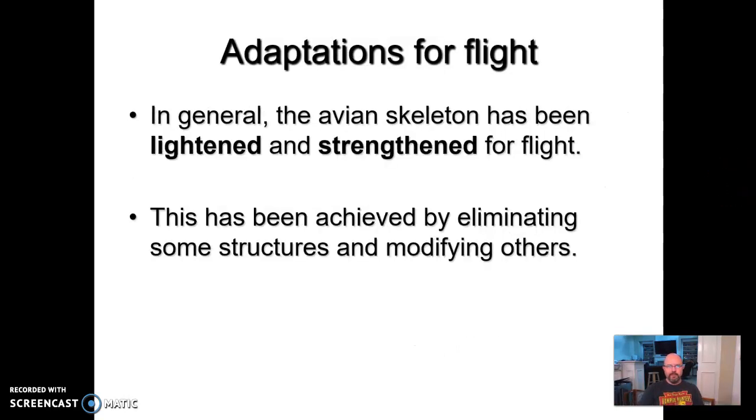Other adaptations for flight. In general, the skeleton has been lightened and shortened for flight. They've achieved this by eliminating some structures and modifying others. Probably the biggest component of lightening the skeleton is that the bones of a bird are hollow.